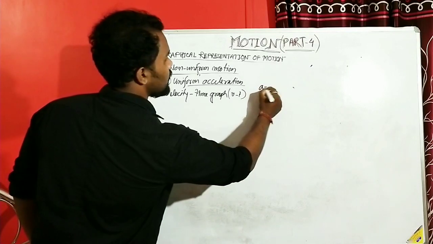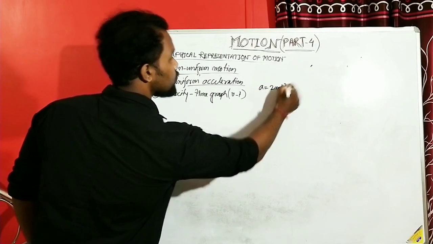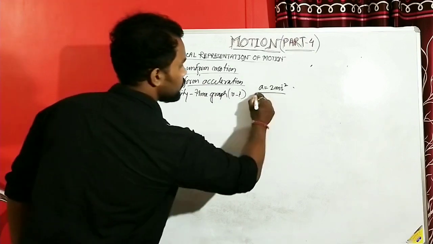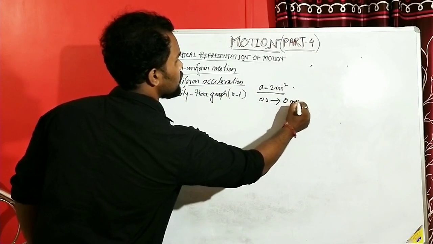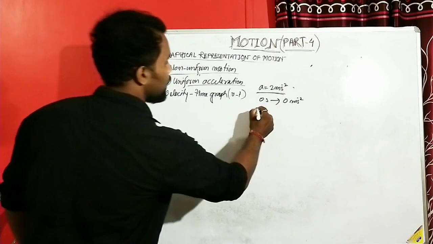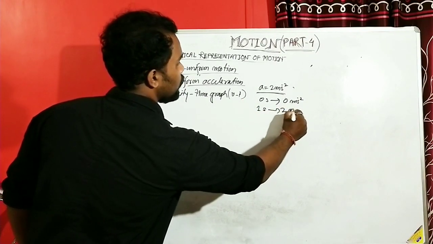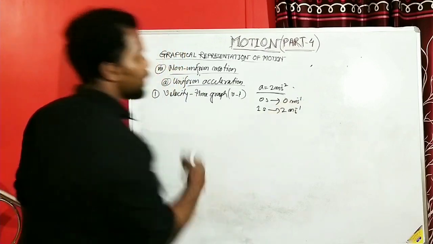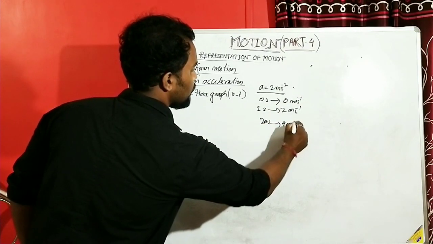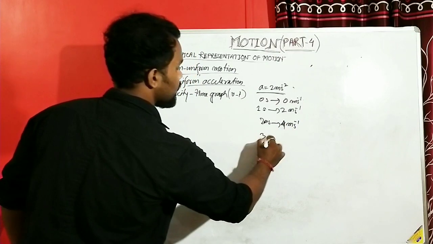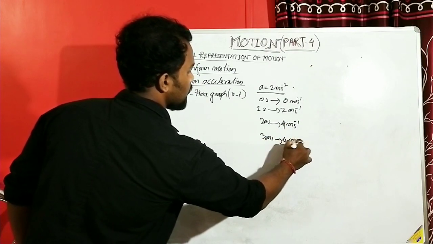If the acceleration is 2 meters per second square, and it is the uniform acceleration, at 0 seconds it is going to be 0 meters per second, right? At the first 1 second, it will have a value of 2 meters per second. This is one velocity change, right? At 2 seconds, it will have a value of 4 meters per second, right? At 3 seconds, 6 meters per second.